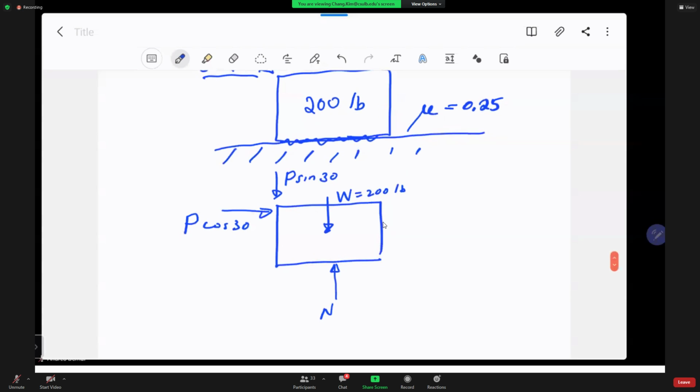And if this block were to move to the right, because the surface is rough, there is a friction force, which is opposite to the motion. I wanted to accelerate to the right, but you can't do that easily. You've got to overcome the friction. And this friction is defined to be the friction coefficient times N.